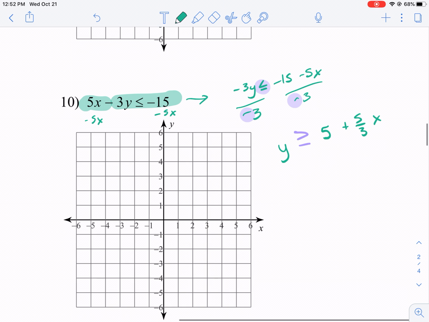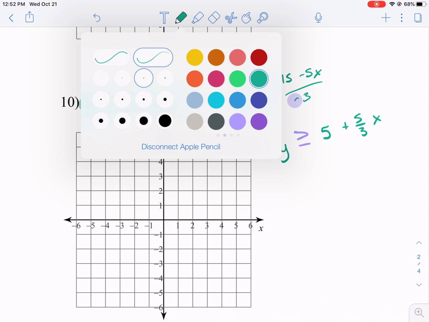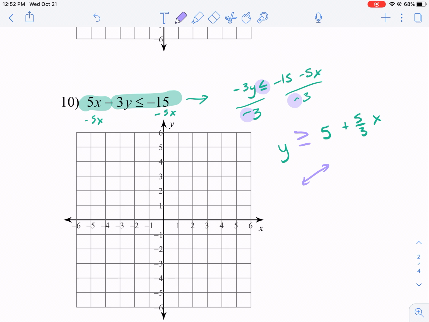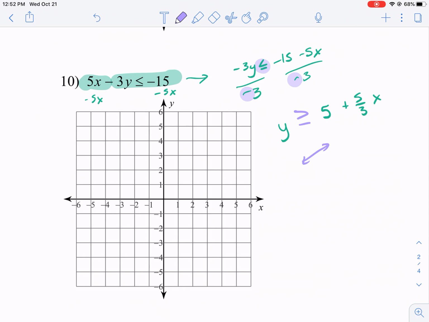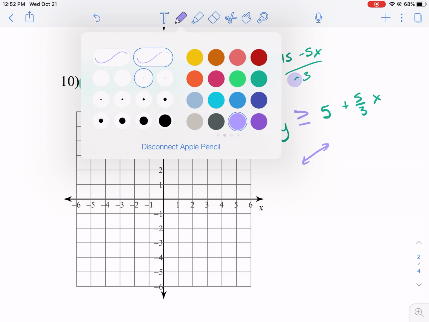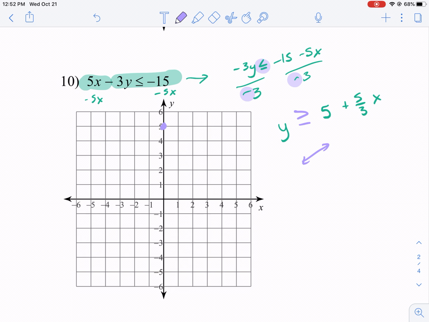Now we're ready to proceed. We know we're going to be using a solid line, and we can go ahead and use our y-intercept. That's 5. Our slope is 5 over 3. Ooh, I like this problem even more and more. I guess I'll use this color still. Now if we go up 5 and over 3, guess what?